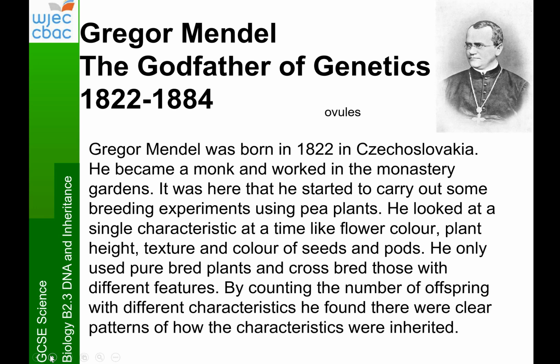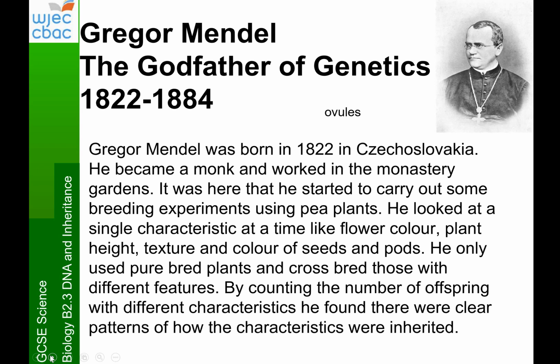Texture and colour of both the seeds and the pods, so you can get smooth or wrinkled seeds, and the pods can either be what we call inflated, puffed up, or constricted, where you can see the actual seeds sitting inside the pods. He only ever used purebred plants. So what we mean by this is plants that had both of their versions of the gene either dominant or recessive. I'll go over these words and what they mean during the course of the lesson. And he crossbred them with different features.